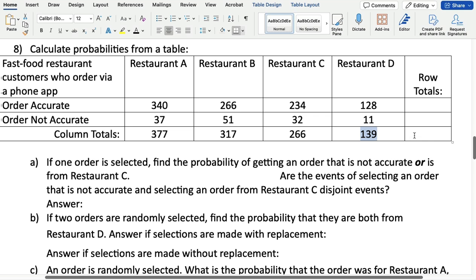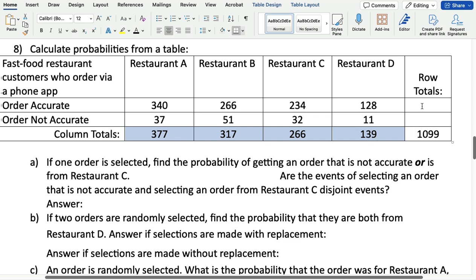And then you can go across and you can figure out exactly how many orders in all we were looking at. So add up the numbers at the bottom here, and you get 1,099. So adding these four numbers up, you get 1,099. And it just so happened that they were split up among these four restaurants.